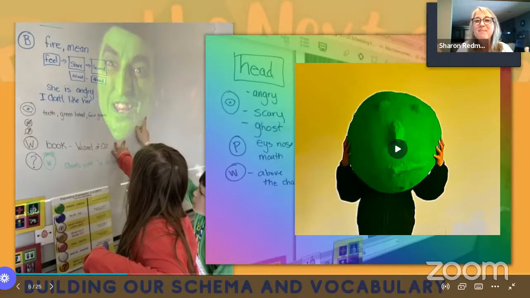But we had to make it fun. This has to be fun. Kids want to be able to dive into this writing. They want to be able to write something that is meaningful to them. And so when you make a big green paper mache head and then you get videoed and you get to see that on the big screen, that's fun. They love that. I love that.